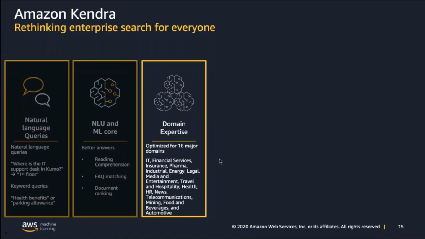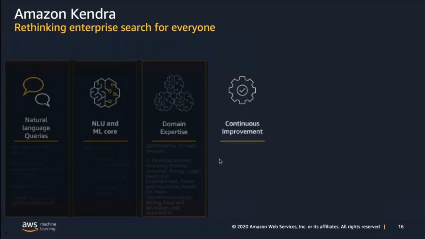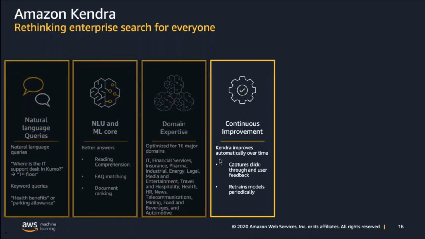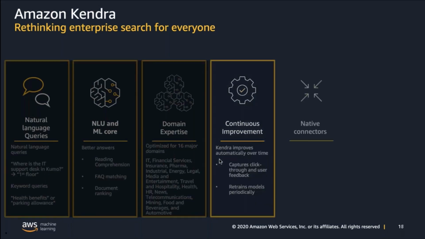Kendra has been trained currently in 16 major domains. These domains are listed here. They include pharma, energy, media and entertainment, travel, and many more. Kendra is also designed to be continuously improving. It captures click-through data and user feedback, and it can retrain models periodically to keep increasing the search accuracy. So the more you interact with Kendra, the better it becomes.